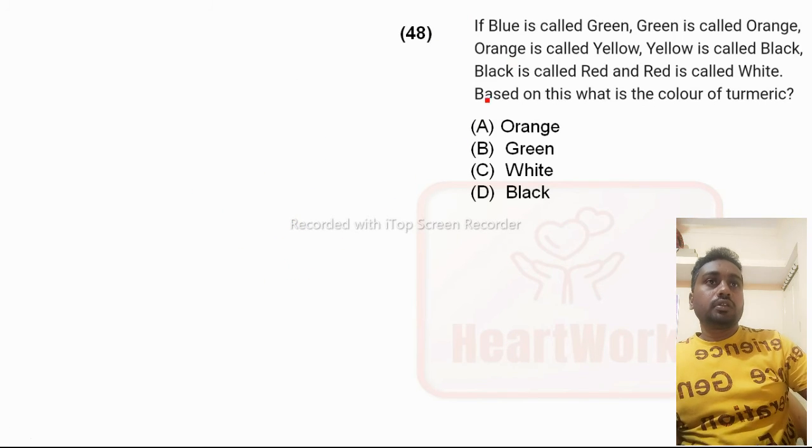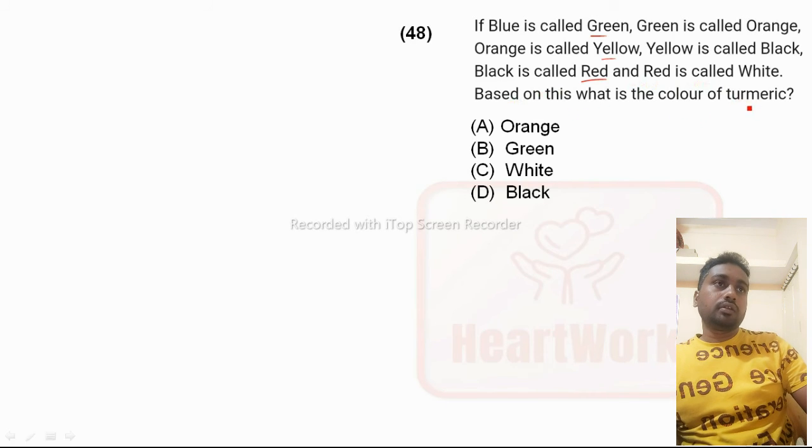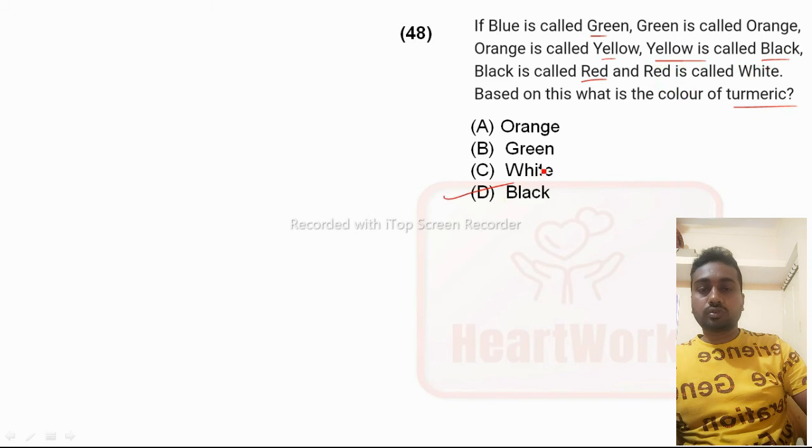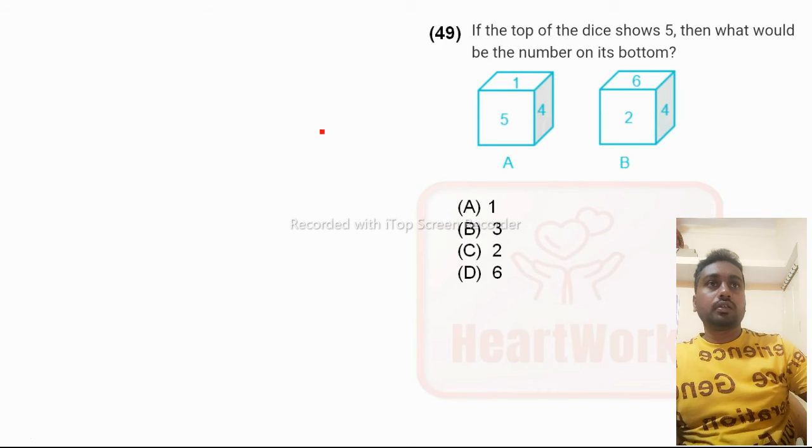Next, if blue is called green, green is called orange, orange is called yellow, yellow is called black, black is called red, and red is called white. Based on this, what is the color of turmeric? So what is the color of turmeric? Turmeric is yellow. Here yellow is called black. So black. So option D is the right answer. Like that you have to read the question.